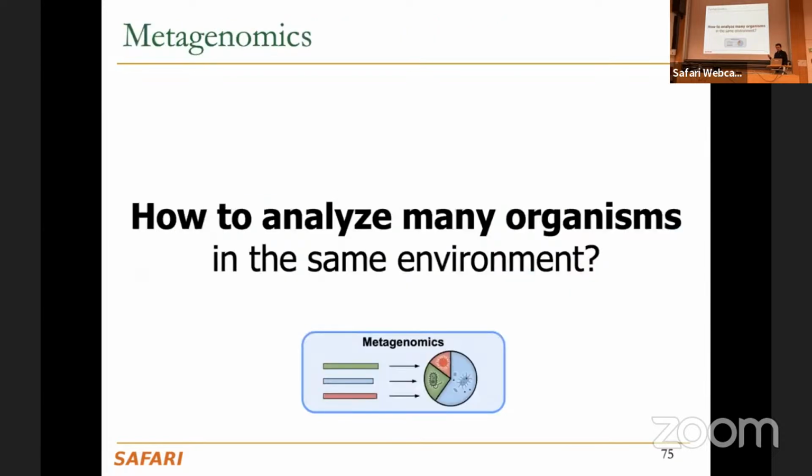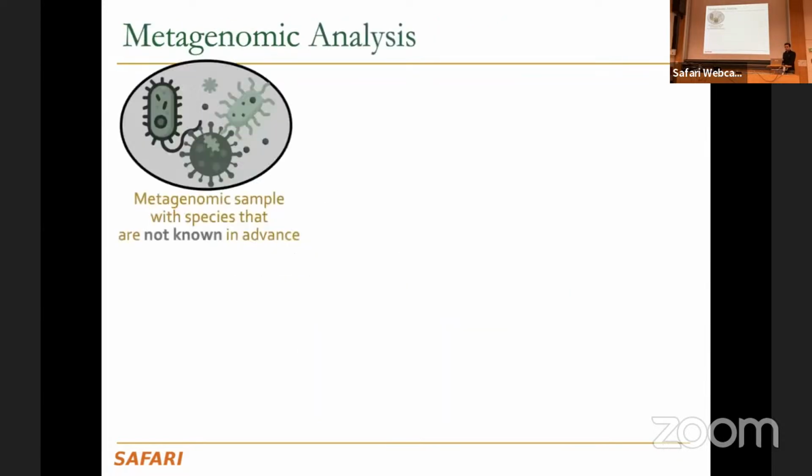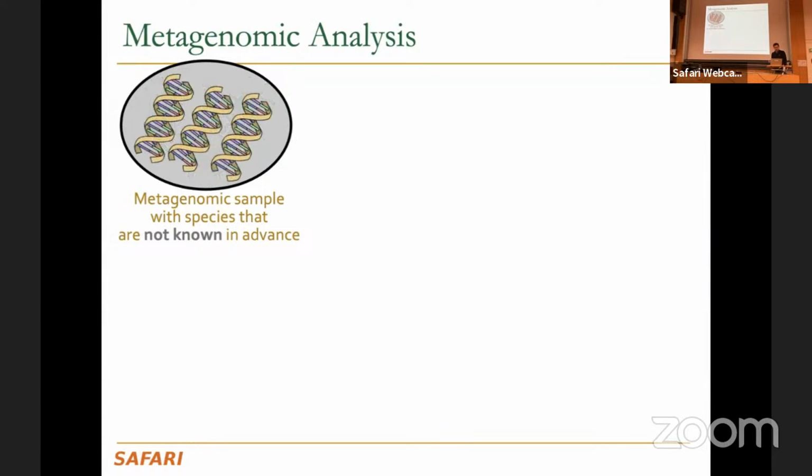So this is called metagenomics. The goal of metagenomics is to identify the organisms that you have in your sample, which are unknown initially. So these are a bunch of DNA that you don't know where they are coming from.